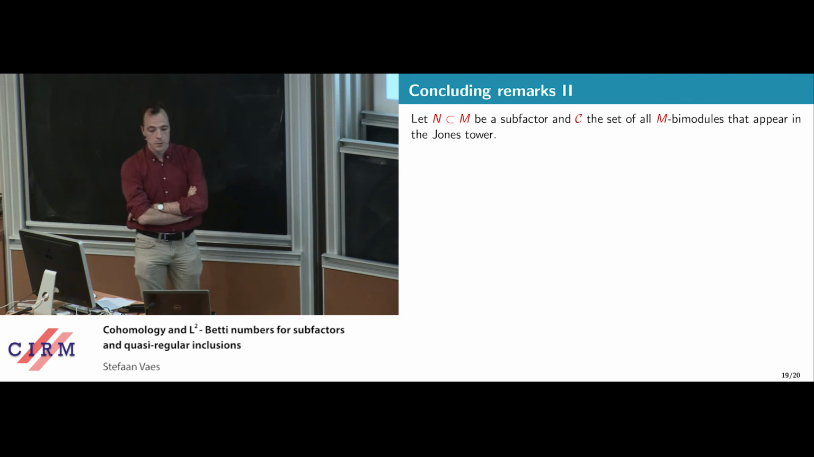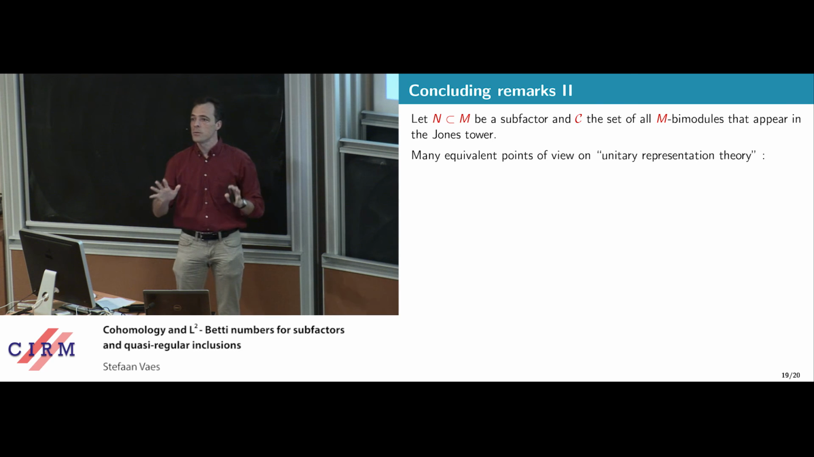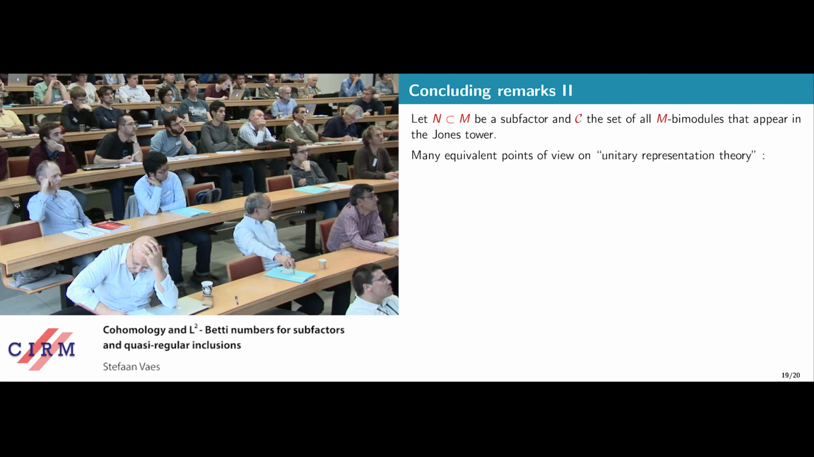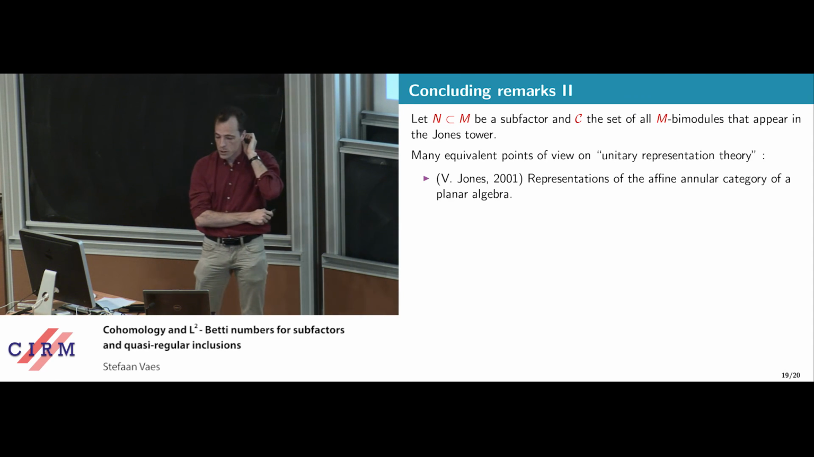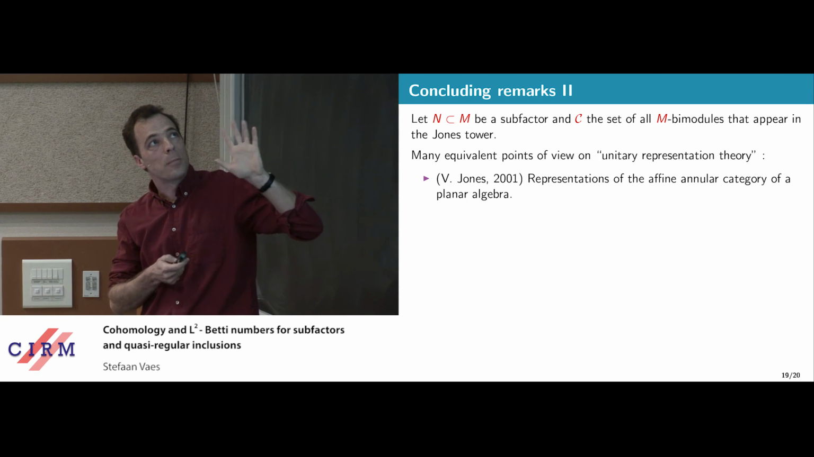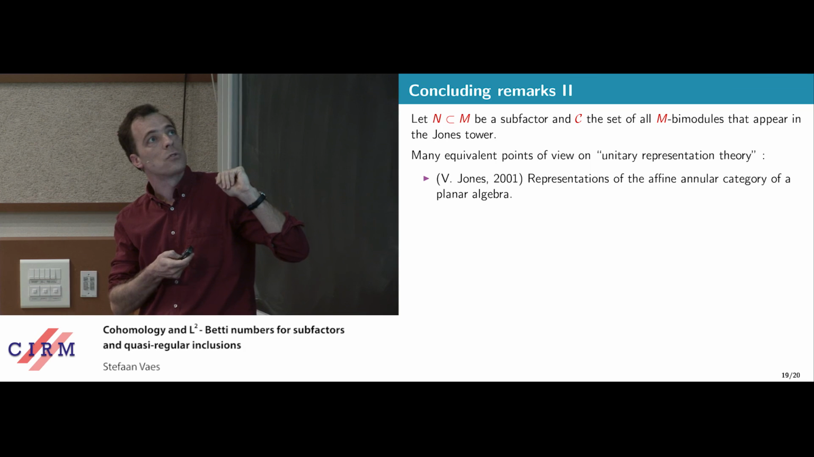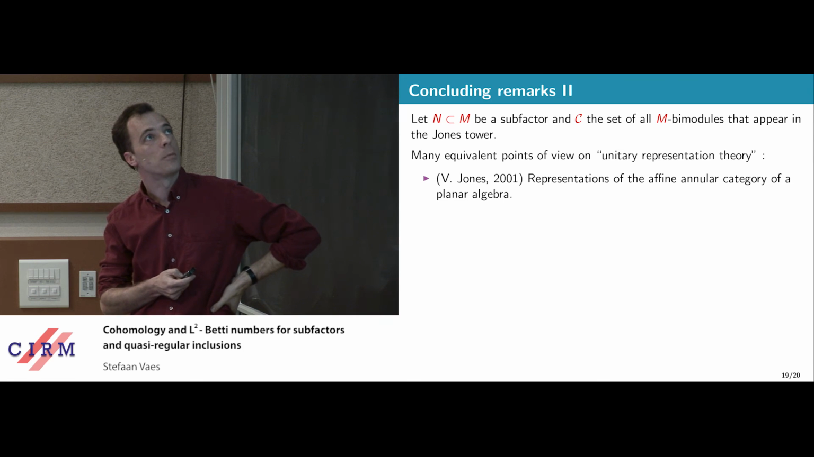Another concluding remark I would like to make is to say a few more words on representation theory. Our representation theory was in terms of S-bimodules. You take any quasi-regular inclusion and you look at S-bimodules. For subfactors, this specializes to the case of symmetric enveloping inclusions. And then there are many equivalent ways for subfactors to look at representation theory. I didn't say anything on planar algebras, but representation theory there was probably for the first time introduced by Vaughan Jones in terms of the so-called affine annular category of a planar algebra.